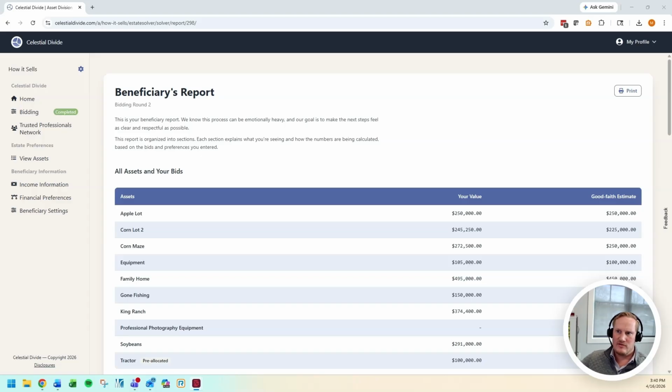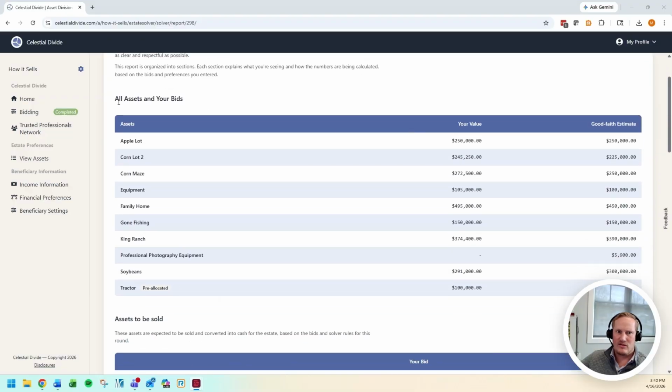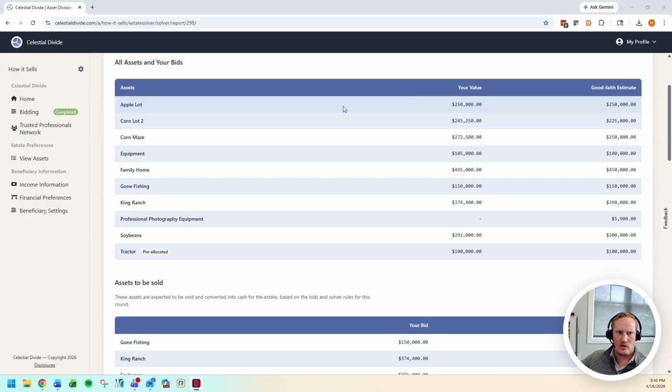This is what the beneficiary or party would receive after the division has been done. They're able to log in and take a look at this. It's going to start off with a quick recap, just letting them know, hey, here are the assets and your bids, in case it's been a while or they got their bids in substantially earlier than another beneficiary did. And here we can see the assets for this farmer again, Apple lot, your value 250,000, good faith estimate also 250,000. This is kind of letting them know, hey, this is what we think that baseline is. This is what you told us.